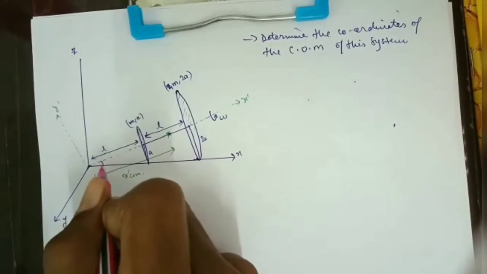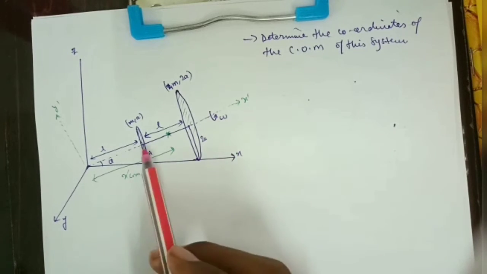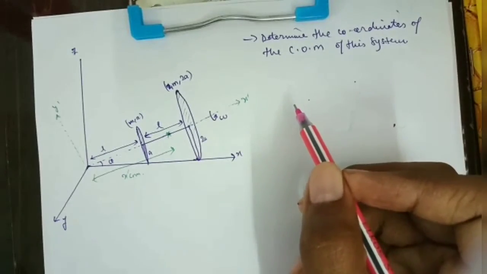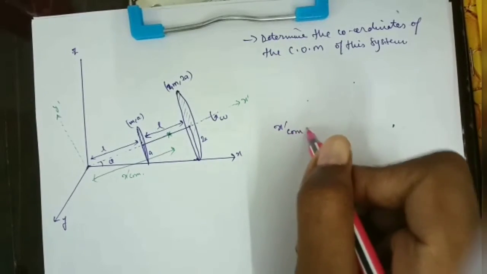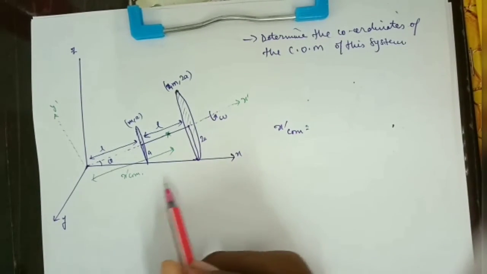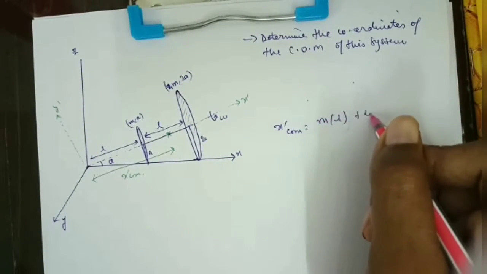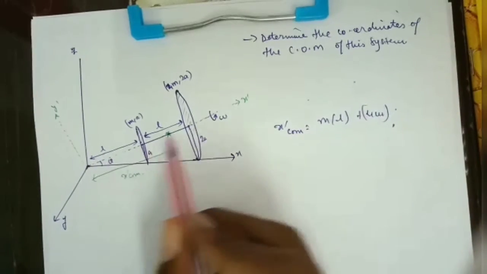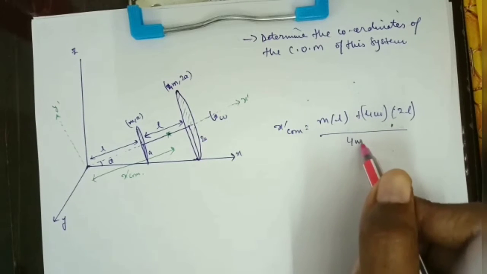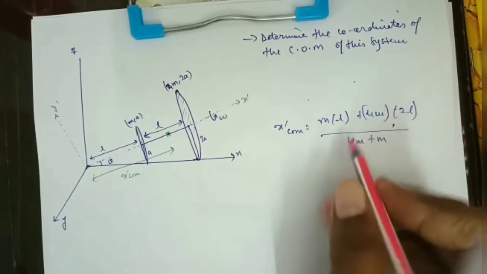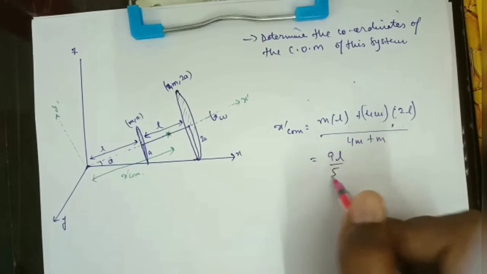And let this angle be theta, and so now we can easily find x prime COM. Now x prime COM by the center of mass formula, you can find this: m into L plus 4m into 2L, divided by 4m plus m. And so now you have the result, and that is 9L by 5.